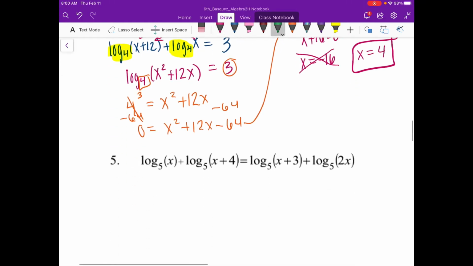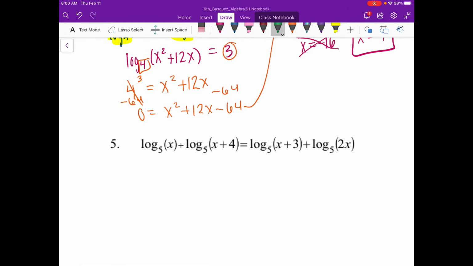In this next problem, we have some terms that we can combine both on the left and on the right. On the left side, I have log base 5 for both of these. So I know I can rewrite that as one term by multiplying the two terms together. If I multiply these two together, I get x squared plus 4x.